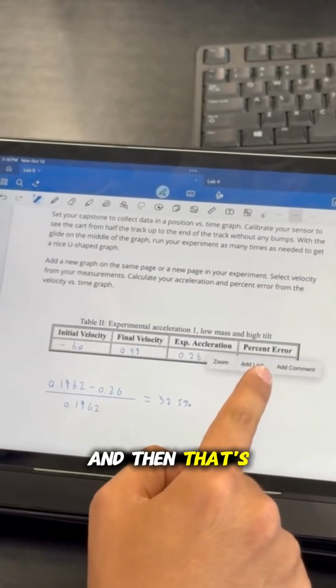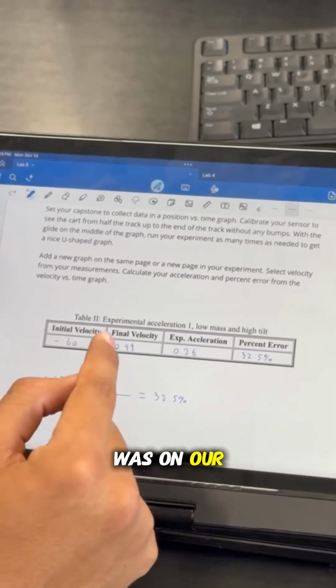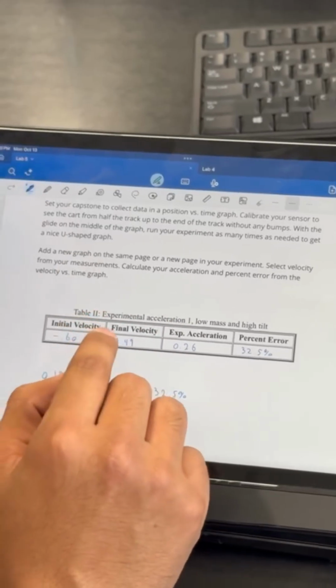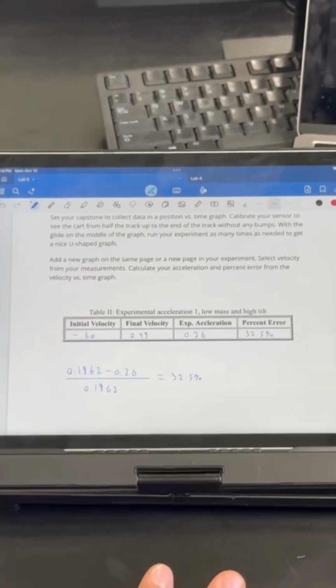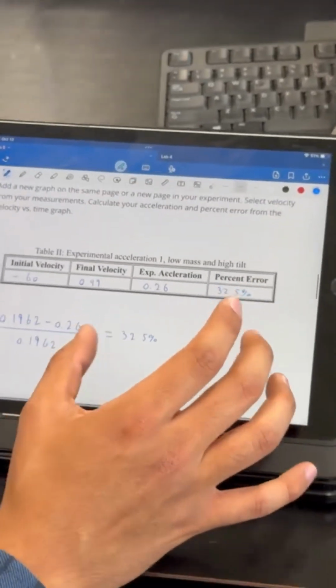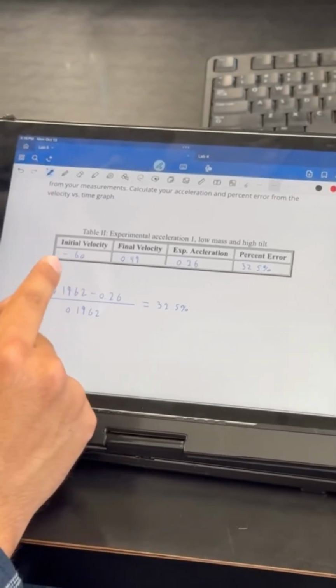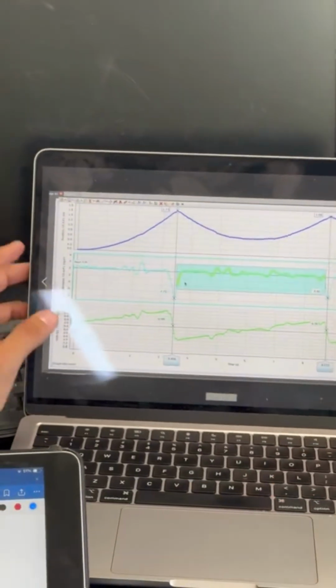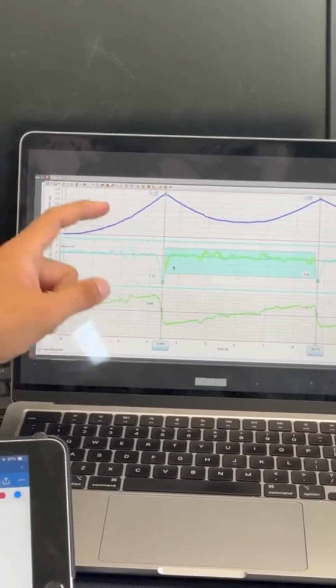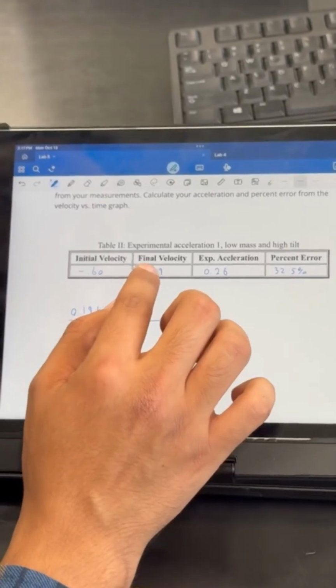And then for this second table we had to calculate our experimental acceleration 1, which was low mass, meaning it had no mass on the slider, and high tilt, meaning it had a high height. And then our initial velocity, from the first table, yeah, our initial velocity came out to negative 0.6, and then our final was 0.49.